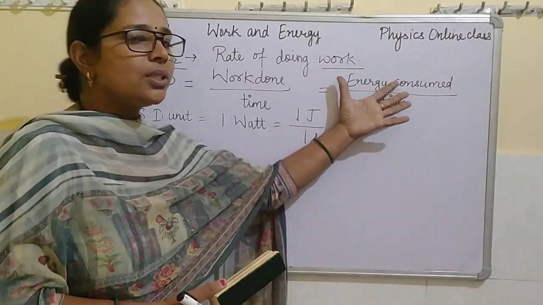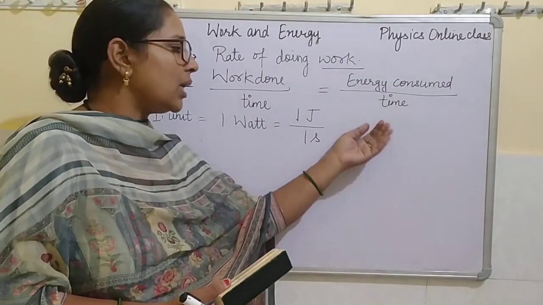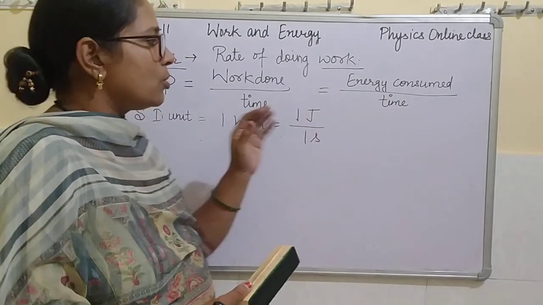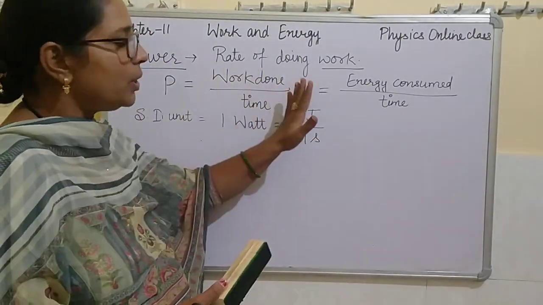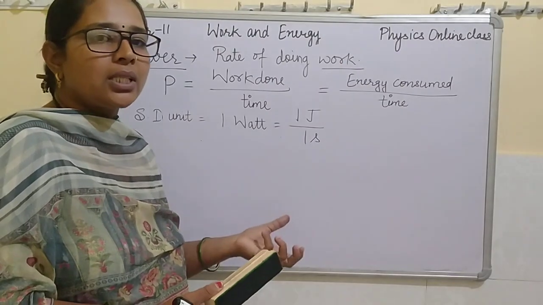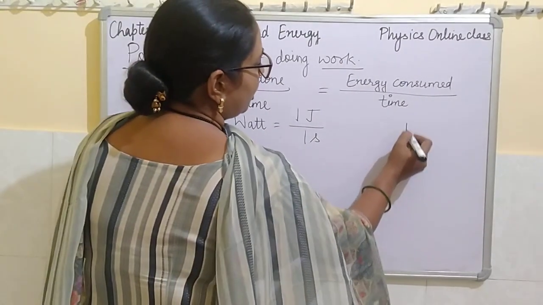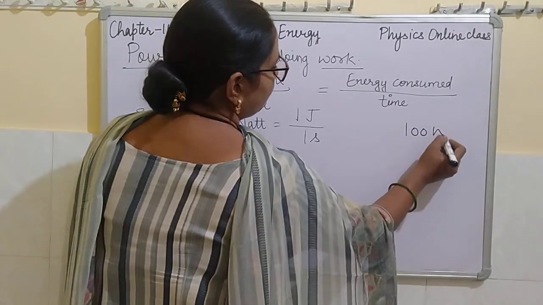आपने कितना एनर्जी कंज्यूम या यूज्ड किया है in a given time, that is also power. So in this way we can define simply power. If numericals come, how will we solve? Suppose you are having an electric bulb of 100 watt.